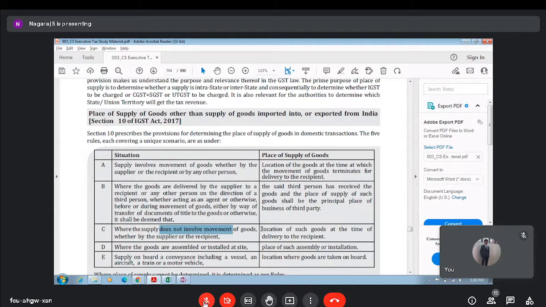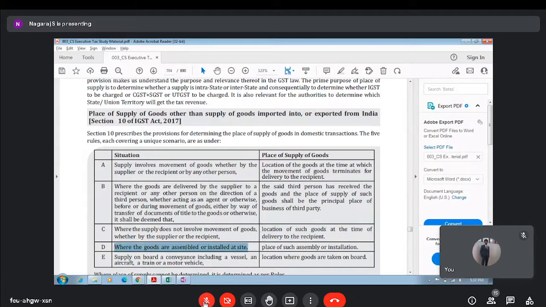In that case, the place of supply is the location of such goods at the time of delivery to the recipient. Where you are standing when you purchase the goods in Big Bazaar, you are standing in Big Bazaar itself. Where the delivery is happening, that will be the place of supply. Normally, you will not get this question because it is easy. You will get this question or this question, either of these two, or another one.